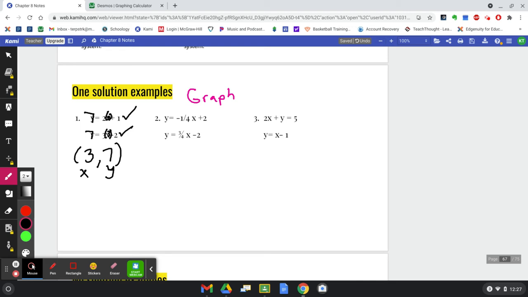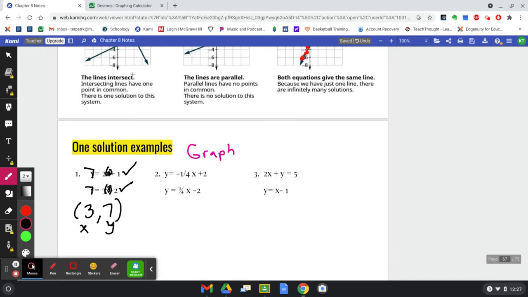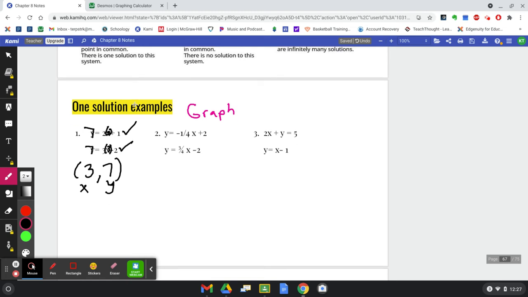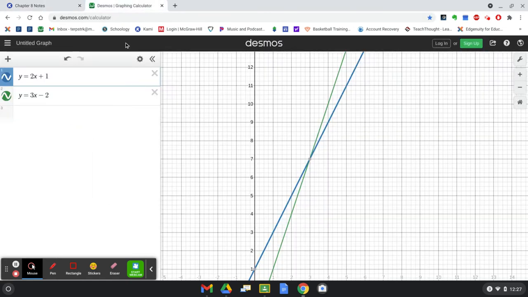All right. So I want you to pause the video here and just get used to decimals. See if you can type these two in and find the solution. All right. And I'll do it with you as you're trying it. Y equals negative 1/4 x plus 2. Let me clear these ones out.